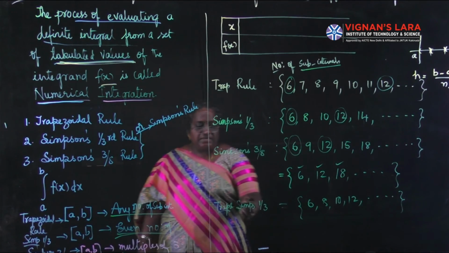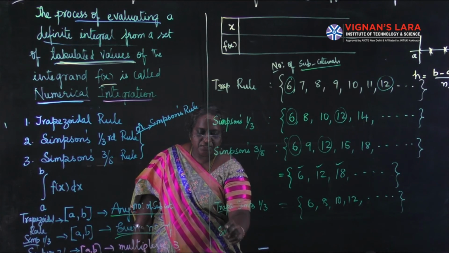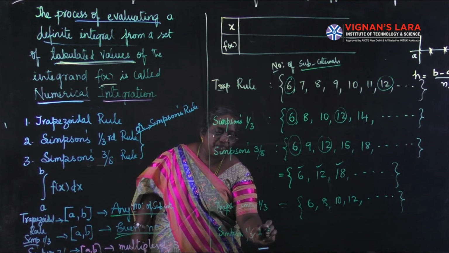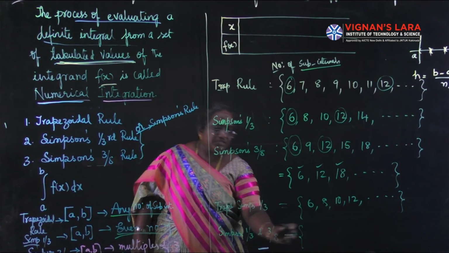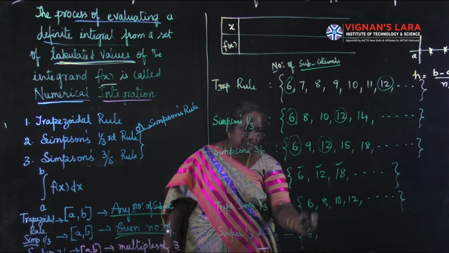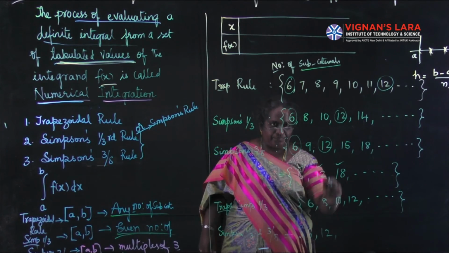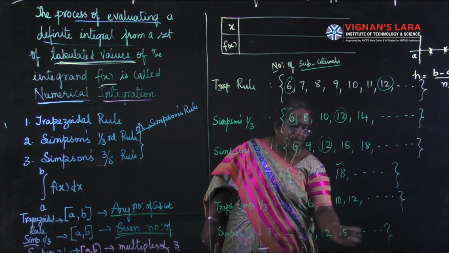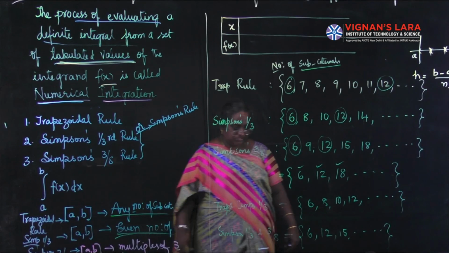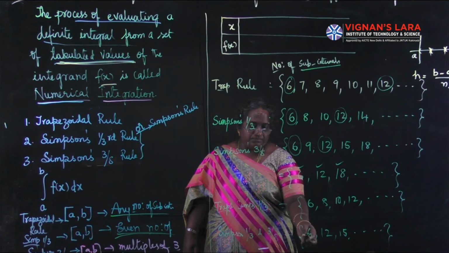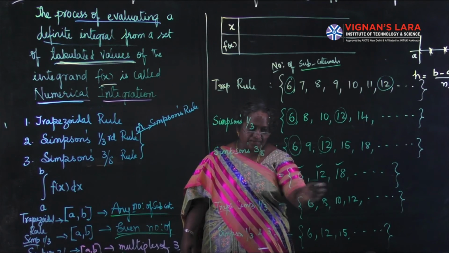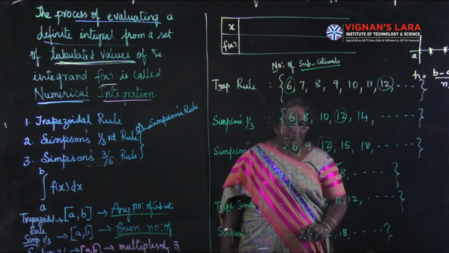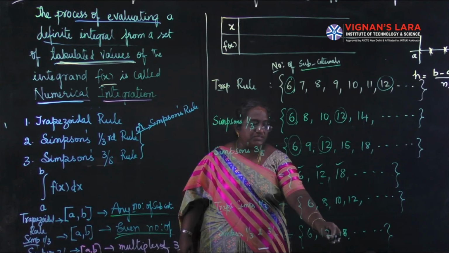Next, the intersection of Simpson's 1/3 and 3/8 rule. So what is the intersection of these two? 6, 12, 18, etc. Multiples of 2 and 3. The LCM of 2 and 3 is 6. So here 2 and here 3, and we get the common ones here: 18, multiples of 6. 6 ones are 6, 6 twos are 12, 6 threes are 18.